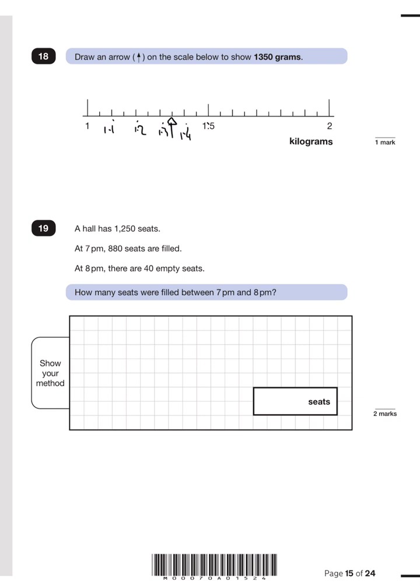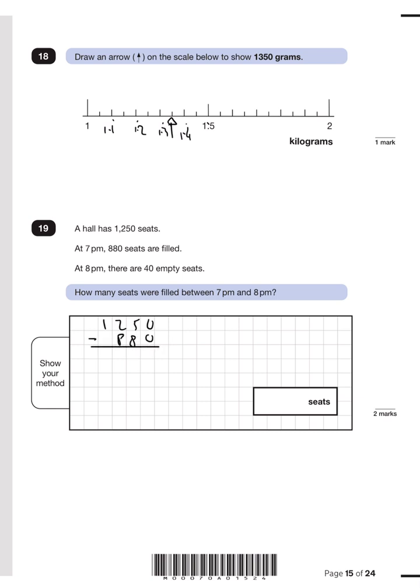Number 19. A hall has 1,250 seats. At 7 p.m., 880 seats are filled. At 8 p.m., there are 40 empty seats. How many seats were filled between 7 p.m. and 8 p.m.? So 1,250 seats. 880 were filled.